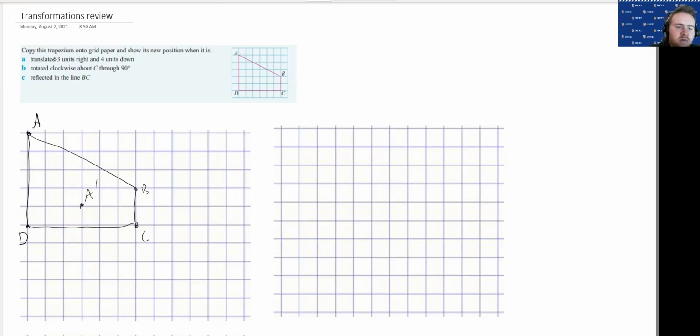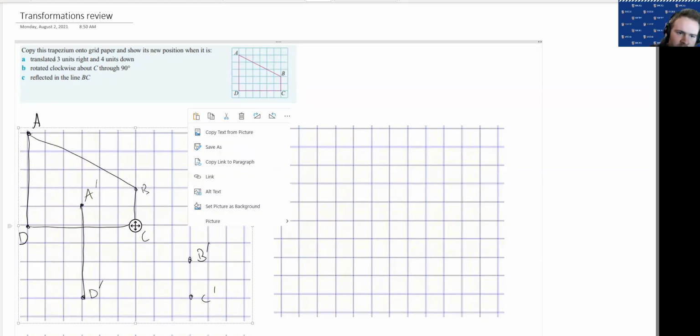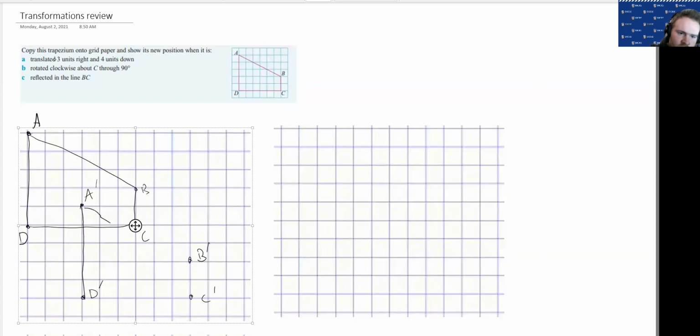And then D does the same, 1, 2, 3, 1, 2, 3, 4. And I have D dash, and then B, 1, 2, 3, 1, 2, 3, 4. That's B dash, and then C, 1, 2, 3, 1, 2, 3, 4. So once you've moved all of the points individually, you want to label them using the dash notation, and then you can join the dots using your ruler like that. Okay, that is our transformed shape.